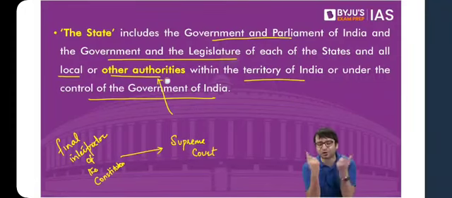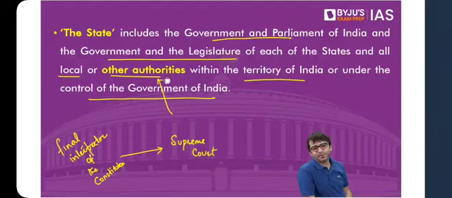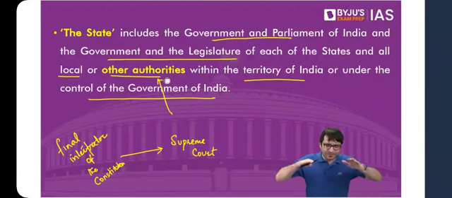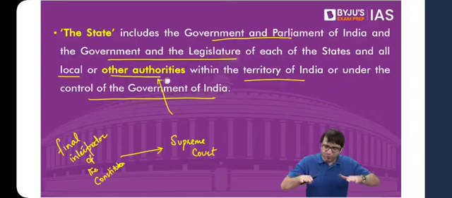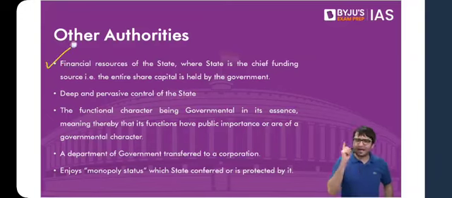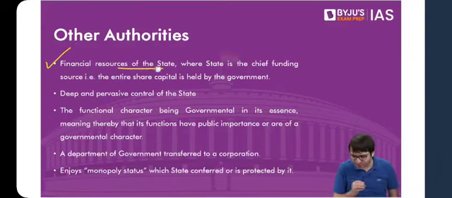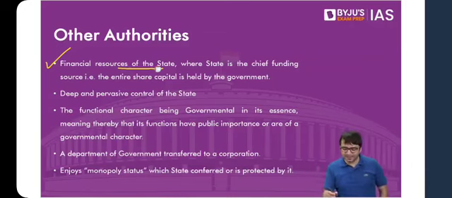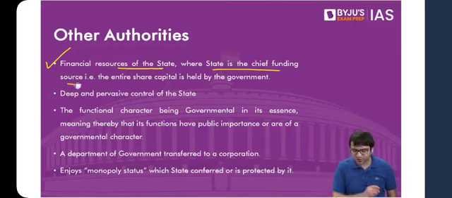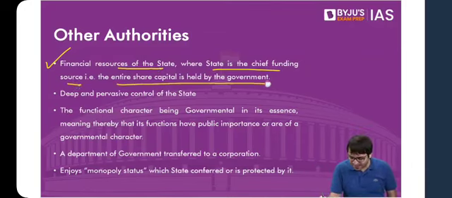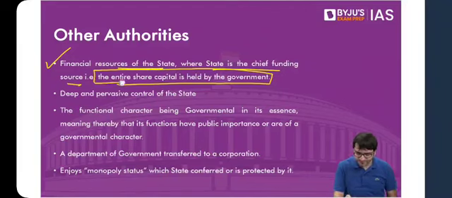which are these other authorities, which also cannot violate your fundamental rights. Because Constitution says under Article 12, state includes the Government of India, Parliament of India, Government of State, Legislature of State, local authorities, panchayati raj and municipalities, and other authorities. Which are these other authorities? Supreme Court says, number one, that authority whose financial resources, where the state is the chief funding source, that means the entire share capital is held by the government.